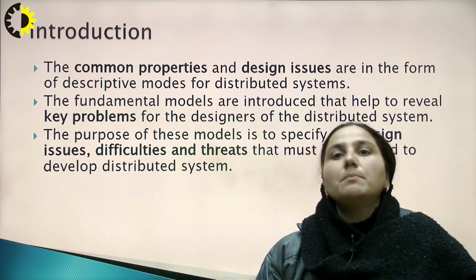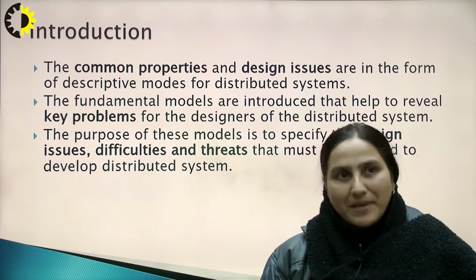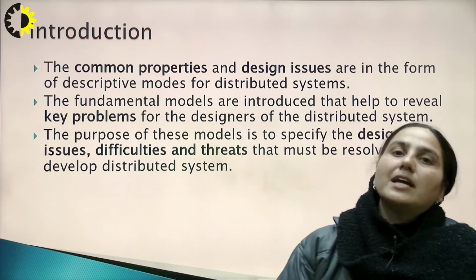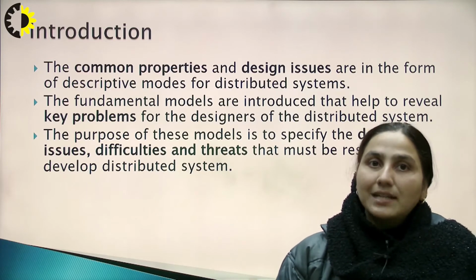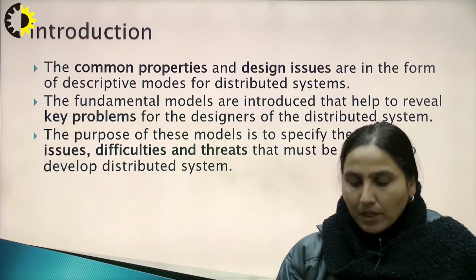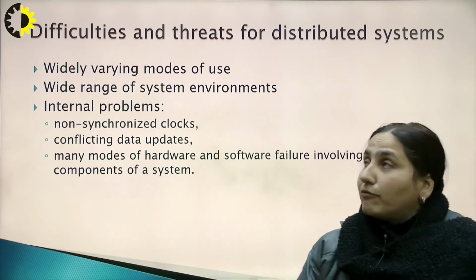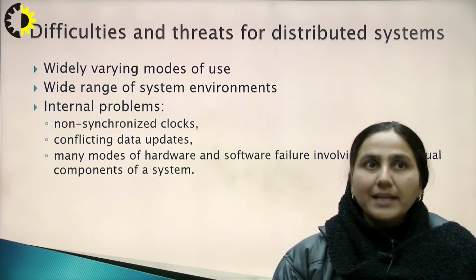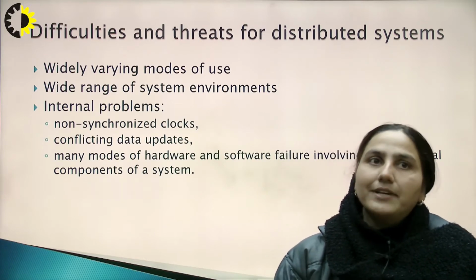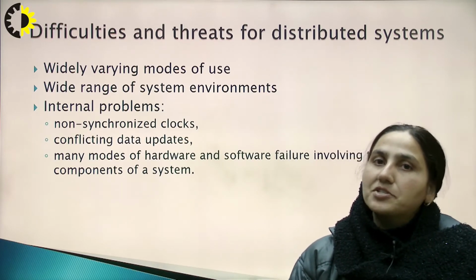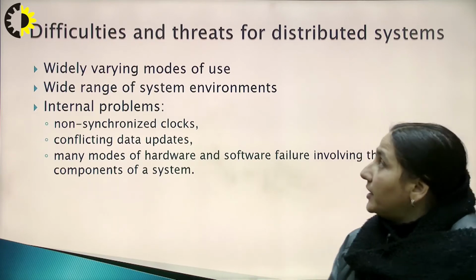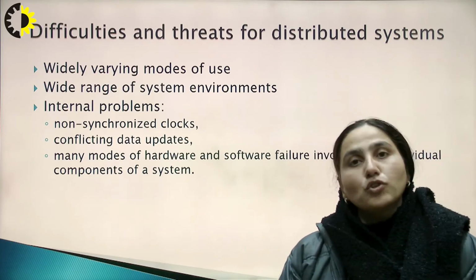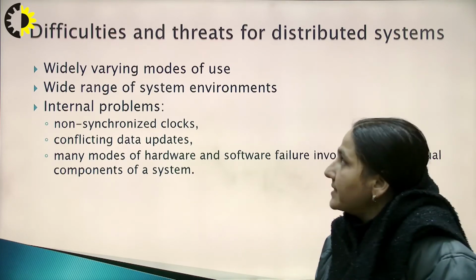So, the purpose of these models is to specify the design issues we are having, the different types of difficulties we are facing, and the threats that need to be properly resolved. Now, what are the difficulties and threats for the distributed system? There are different types of difficulties and threats for a particular distributed system. What are they? Initially, the widely varying modes of use. We have different modes of use. So, this is the first difficulty that we may have.